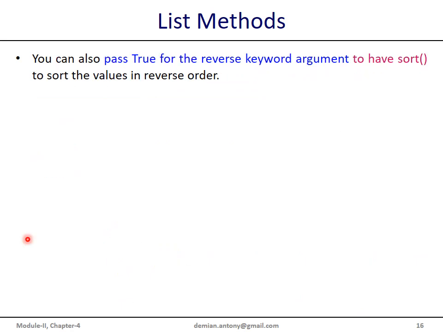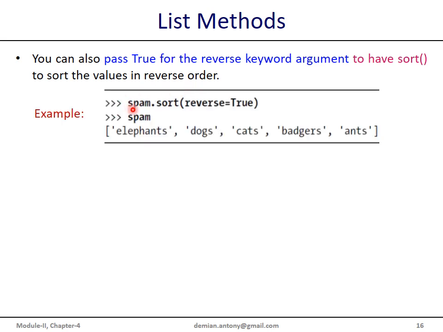You can pass a value true for the reverse keyword argument to the sort method in order to sort the values in the descending order or reverse order. Let us use the keyword argument reverse with the value true. Now the list spam is sorted in the descending order of ASCII-betical values or alphabetical values.